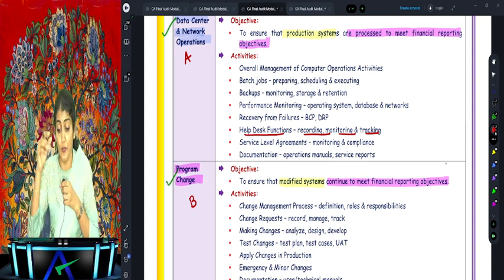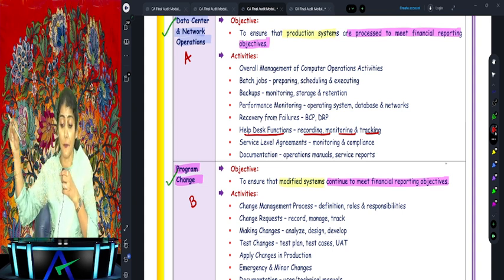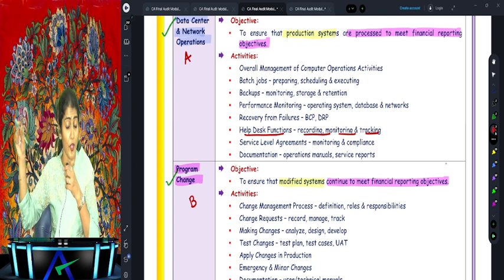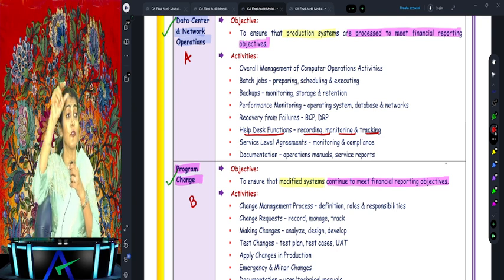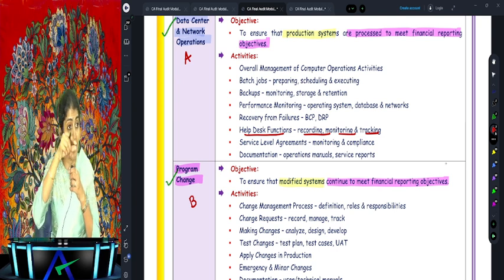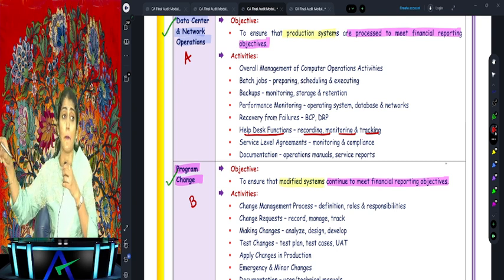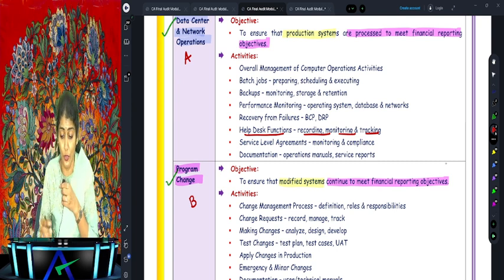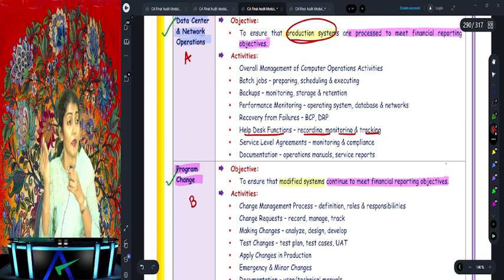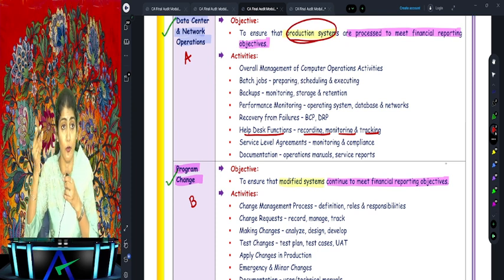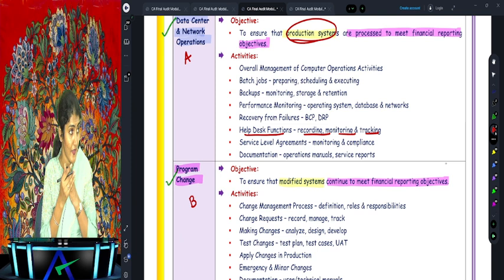Right. Then they say to ensure that production systems are processed to meet the financial reporting objective is the objective of which control? Again, 4 options: data center and network operation, program change, access security and the application control. So again, you need to know production system means they are talking about the data center and the network operations. Are you understanding that? Okay.